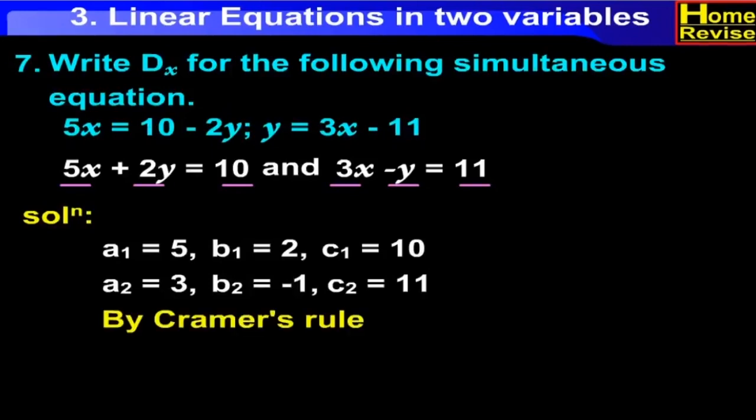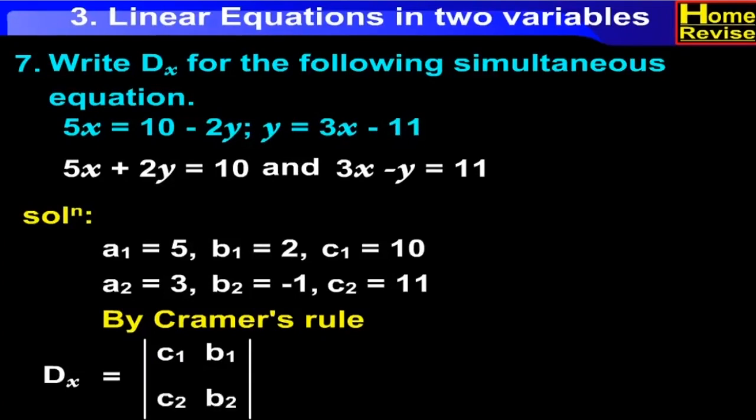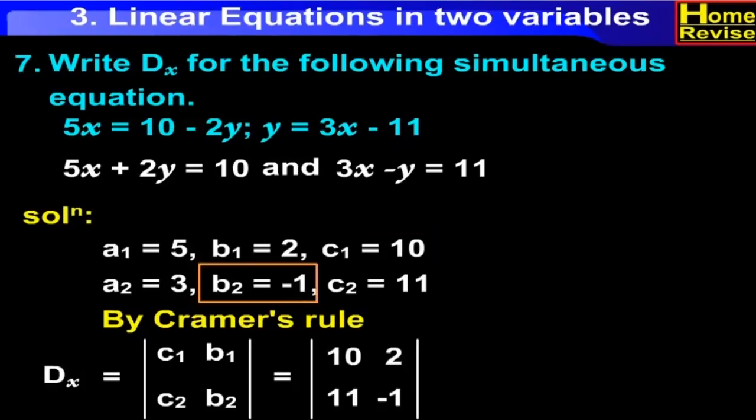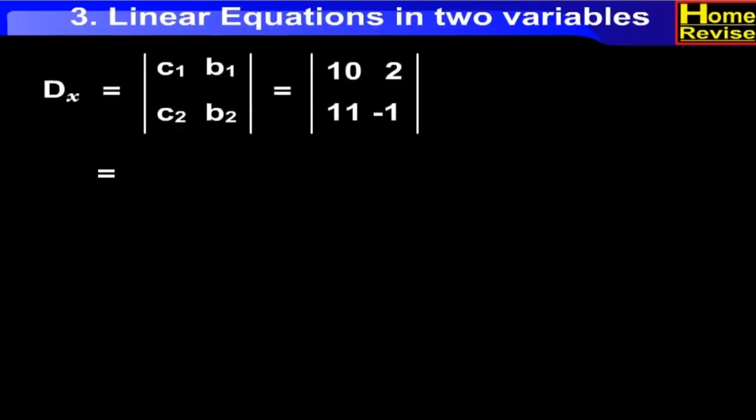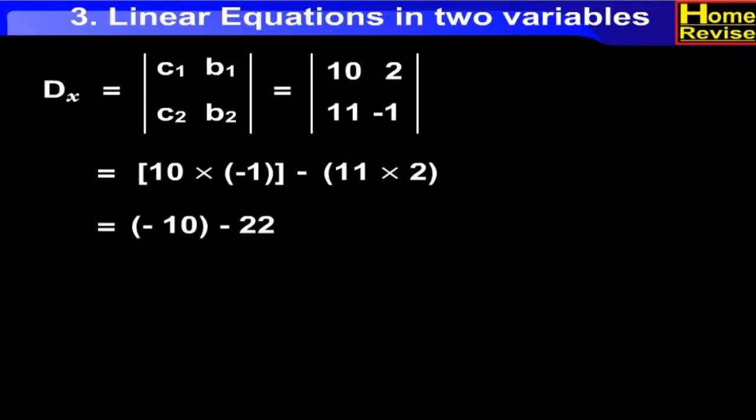By Cramer's rule, Dx is equal to, in determinant, c1 b1 c2 b2, is equal to, in determinant, 10 2 11 minus 1, is equal to 10 into minus 1 minus 11 into 2, is equal to minus 10 minus 22, which is equal to minus 32. Therefore, Dx is equal to minus 32.